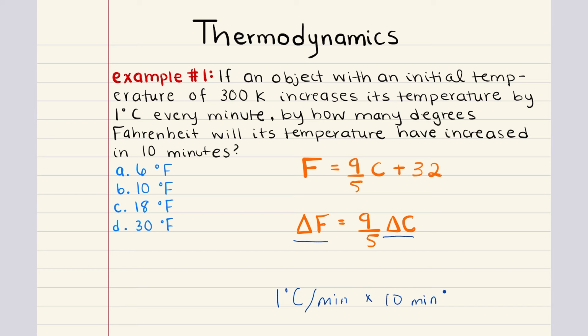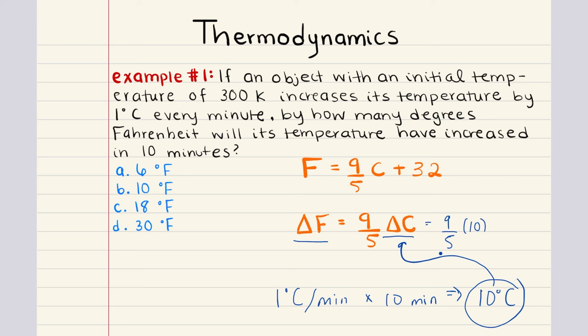Now, the problem states that the temperature increases by 1 degree Celsius every minute for a total of 10 minutes. So that means that the total increase in temperature in Celsius is going to be 10 degrees Celsius. We could take this value and plug it into our expression to get 9/5 multiplied by 10.